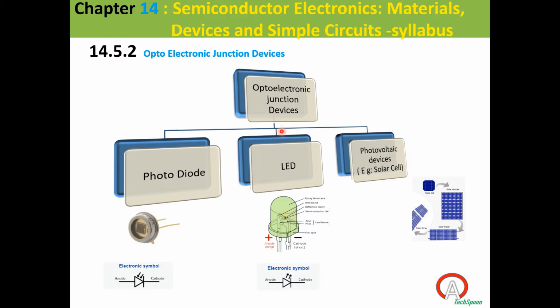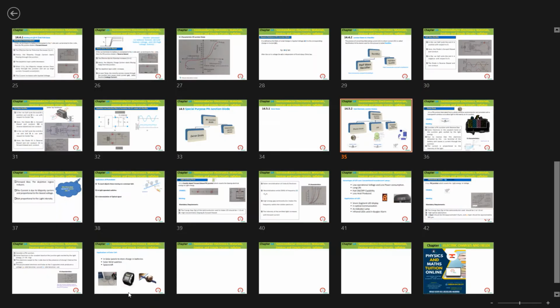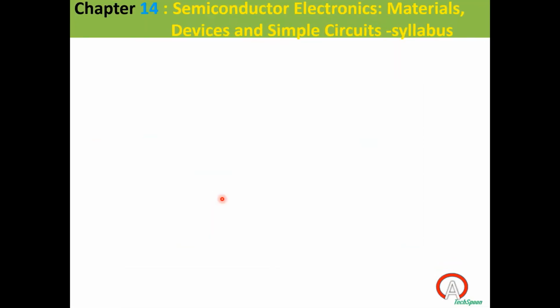And the next one was the light emitting diode. We already discussed the photodiode, and now we are going to discuss the light emitting diode. This is one light emitting diode. It looks like this, and this is the symbol. Let me explain how a light emitting diode is constructed and how it operates.